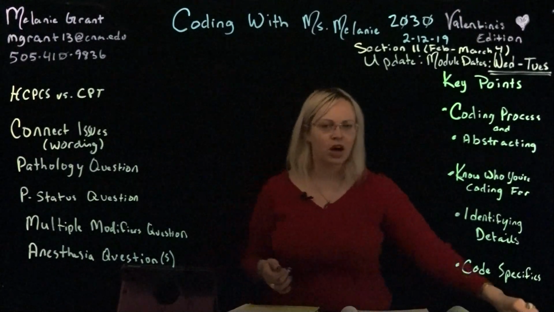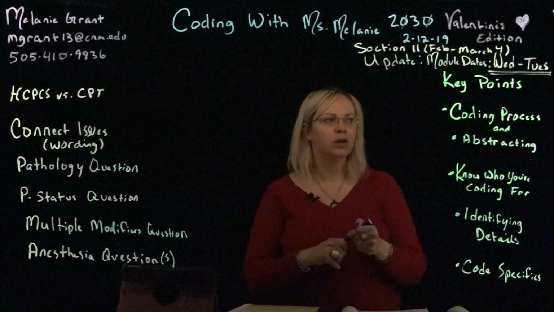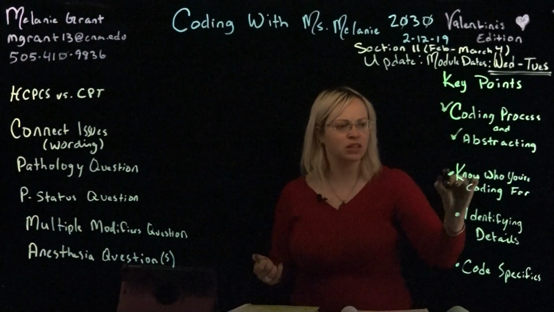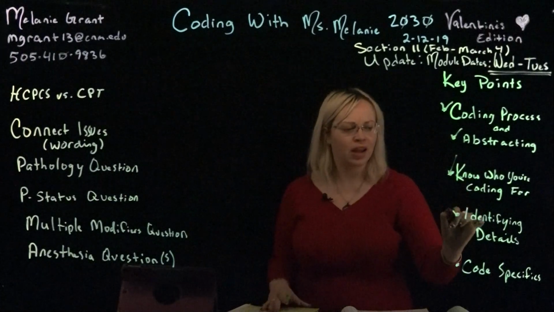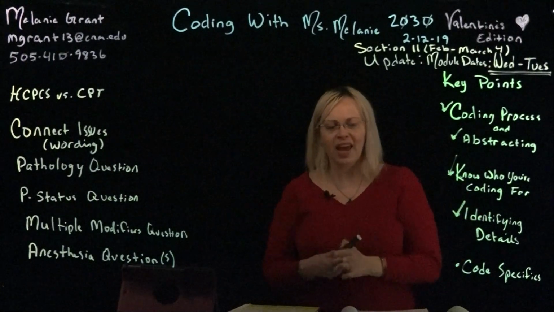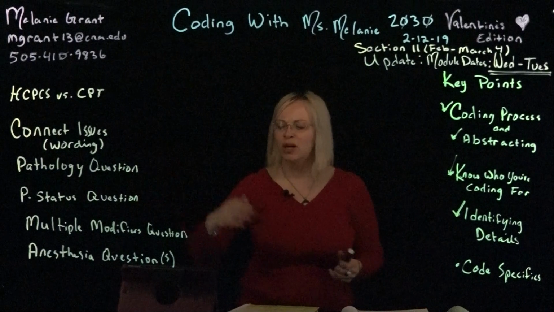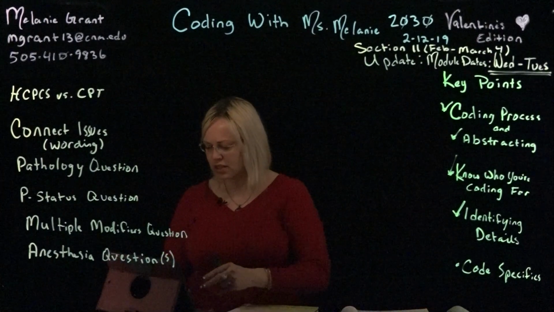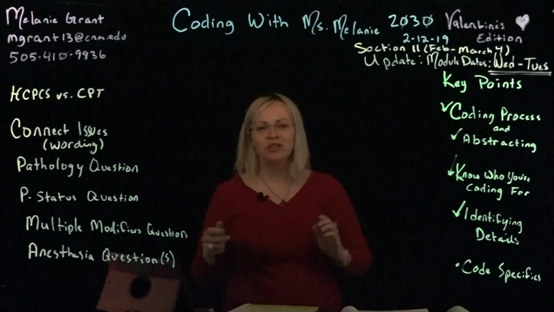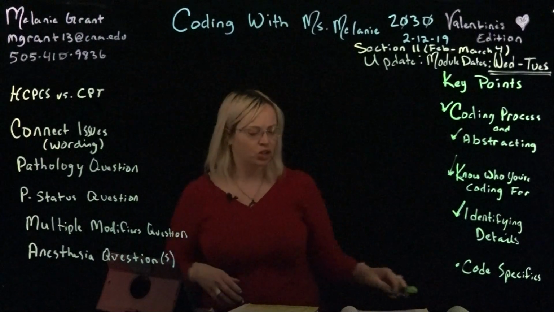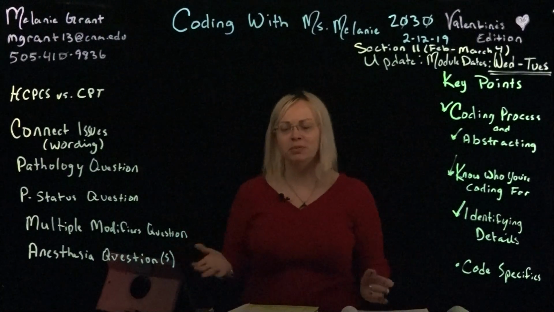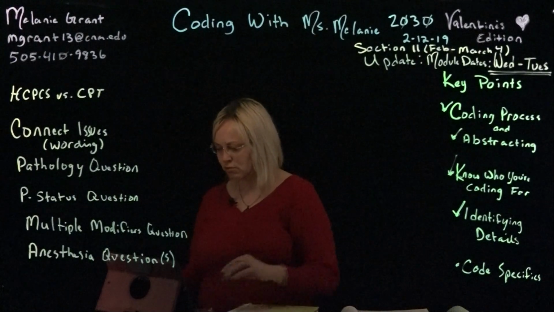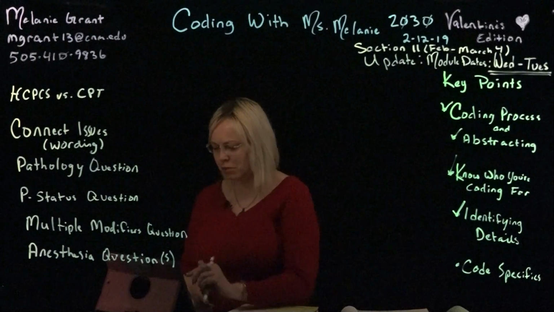Okay, so we've already talked in our main coding review about some of the coding process questions that involved abstracting, knowing who you're coding for, and identifying details. I have a list of questions that we're going to cover today, and I also wanted to code with you the example that we used in our first section, where we reviewed a chart for the colonoscopy on a patient who had a high-risk colonoscopy screening. So let me pull that up.